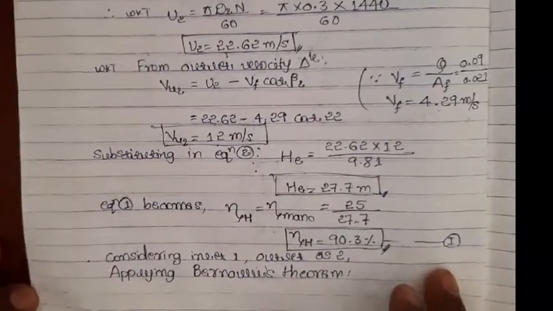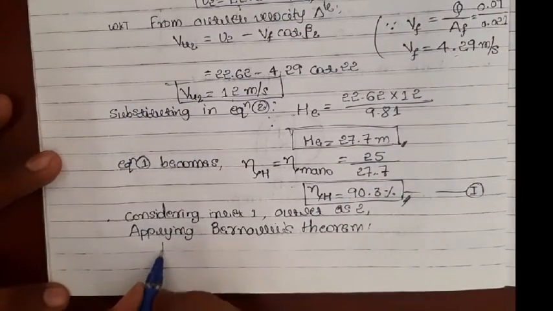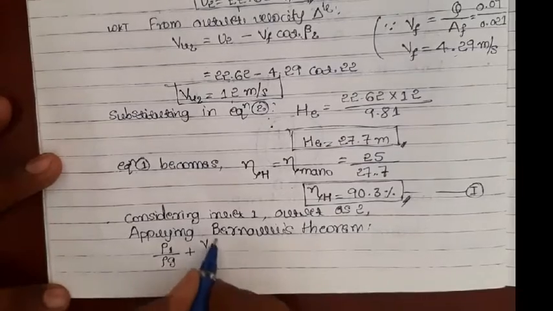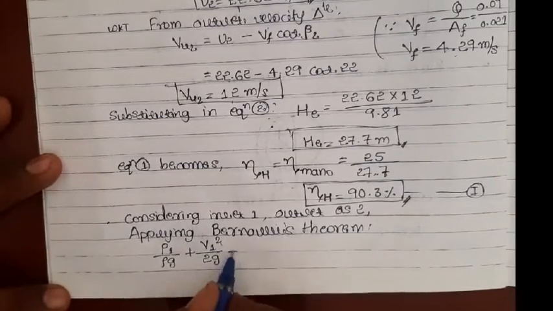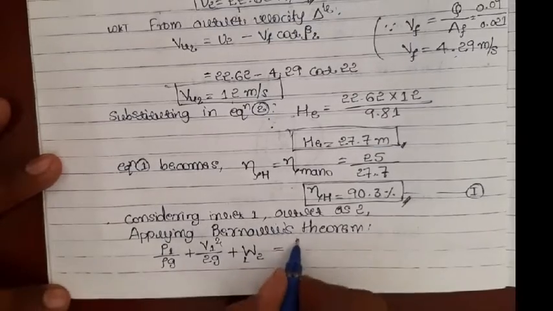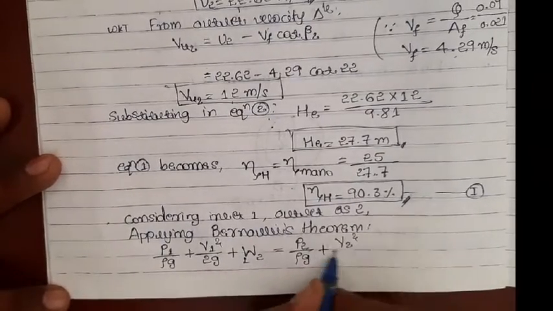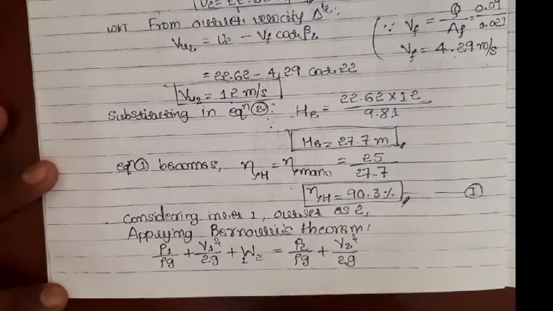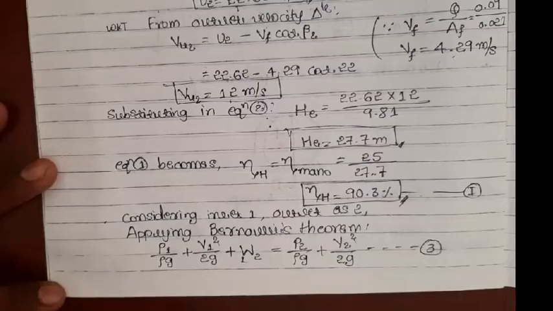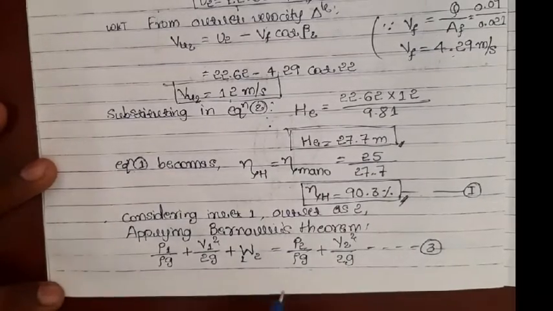So I am applying the Bernoulli's theorem here for the centrifugal pump across the rotor. P1 by rho g plus V1 square by 2g plus work done across the rotor should be equal to P2 by rho g plus V2 square by 2g, right? So let this be equation number 3. So now what do we want? We want P2 minus P1 by rho g. So let me do the modifications here.